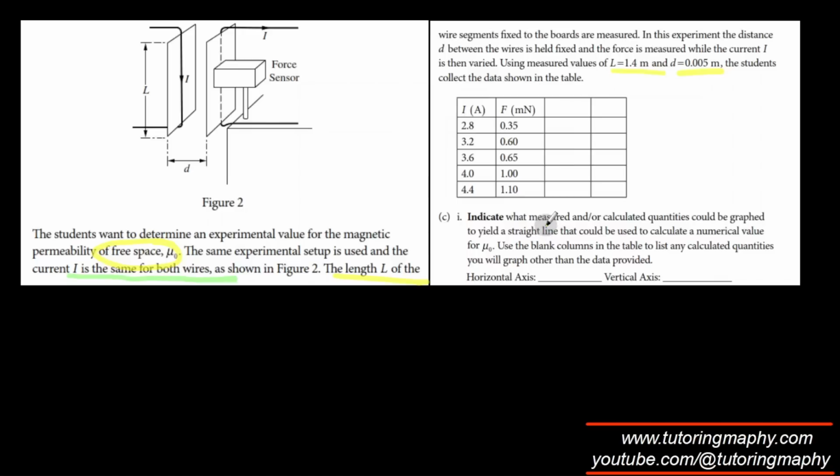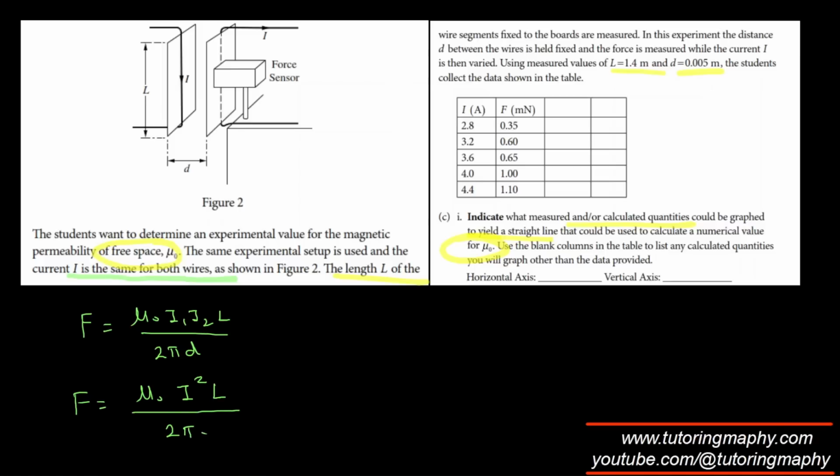So they are saying that what measurements could be graphed to get a straight line that can help us to figure out mu naught. So I'm going to borrow the same formula that I wrote earlier, that it should be mu naught I1 I2 L over 2 pi d. So I know that mu naught is just unknown. I1 I2 is same as I, so I square L over 2 pi d. And by the way, d is also same, right? Only the force and the current are changing.